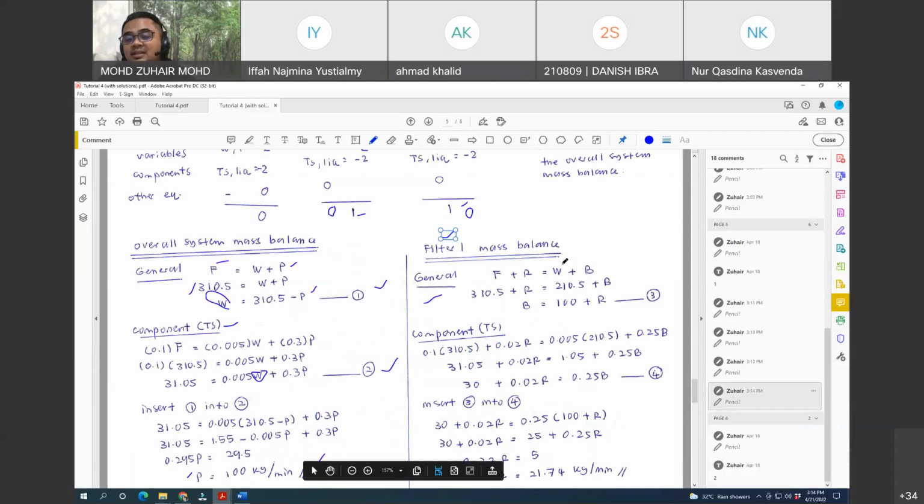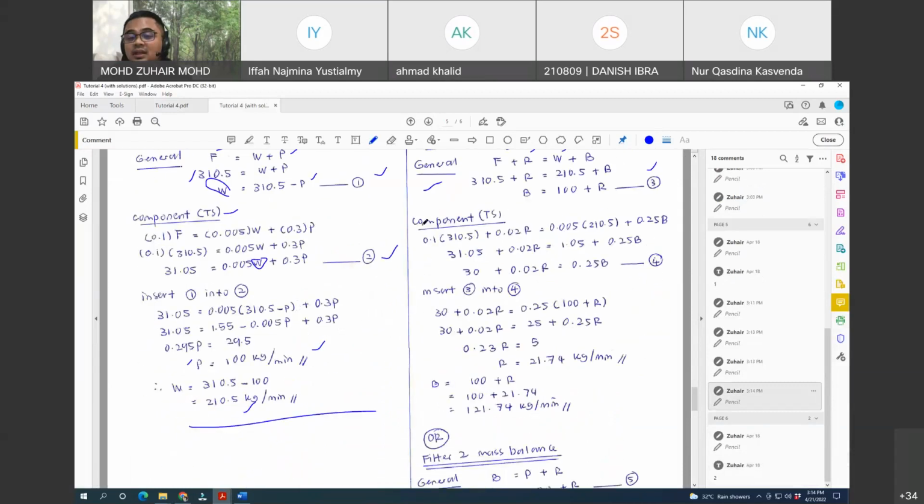F plus R is equal to W plus B. Okay, so after rearrangement, we have equation 3 here. And for the component, you can choose water or total solid, but I just choose total solid here. Just include all the values, and at the end you are going to get something like this.